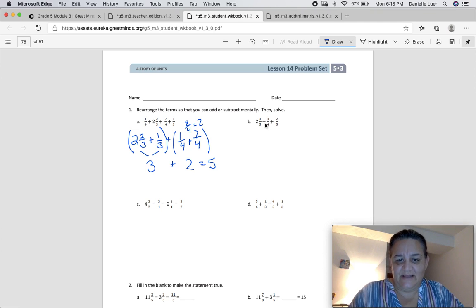Okay, I'm going to do the same here. Now be careful. This one is subtraction and addition. Do you see that? And I want to keep the symbol next to the fraction. So 2 and 3/5.